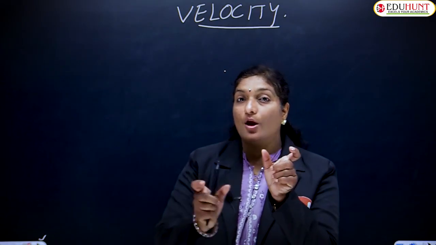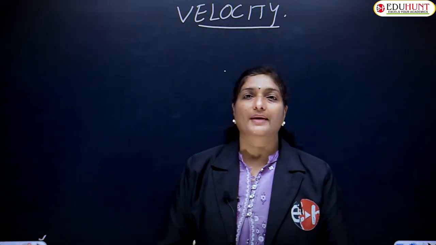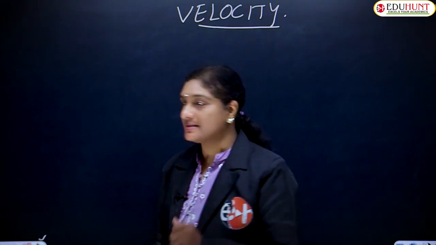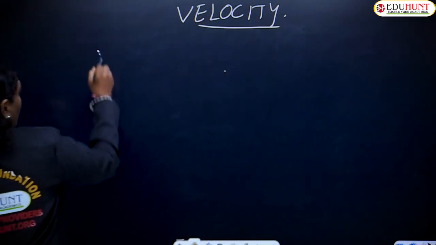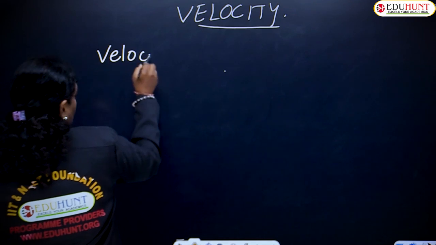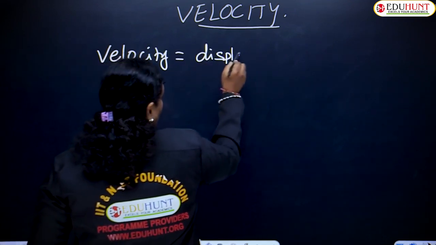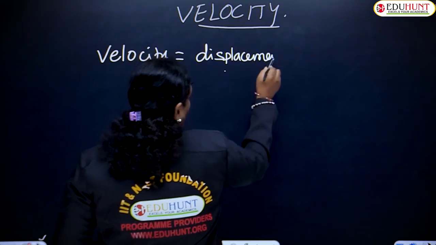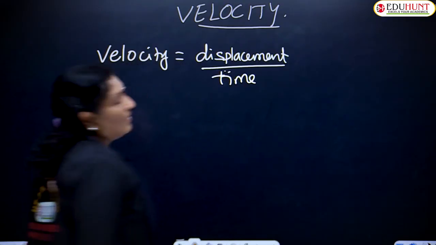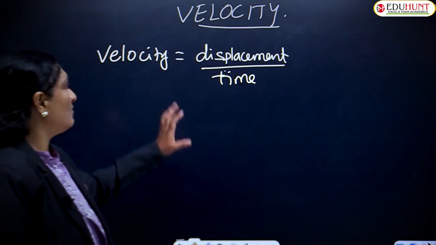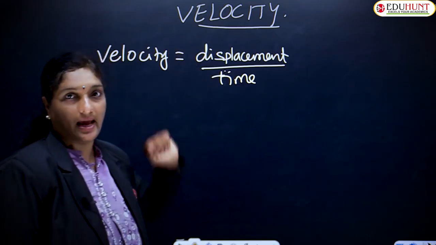So distance in a specified direction is generally termed as displacement. Hence, mathematically, velocity can be written as displacement upon time. Okay children? So the mathematical form of velocity is displacement per unit time.